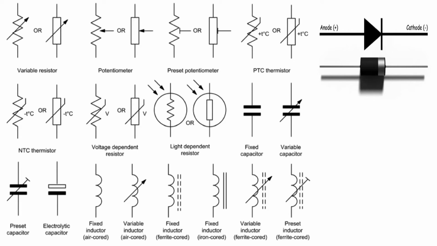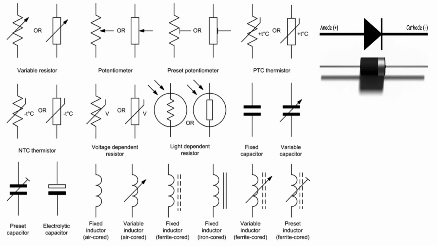Similar to symbols for resistors, the symbol for a variable capacitor is just the same as a fixed capacitor but with an arrow, and a preset capacitor is the same but with a flat-headed line. An electrolytic capacitor is symbolized by either black and white plates or by plates with positive and negative charges.